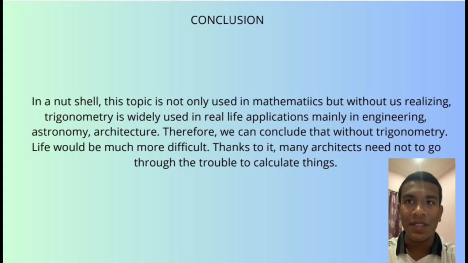As a conclusion, this topic is not only used in mathematics, but without us realizing, trigonometry is widely used in real-life applications, mainly in engineering, astronomy, and architecture. Therefore, we can conclude that without trigonometry, life would be much more difficult. Thanks to it, many architects need not go through the trouble to calculate things.